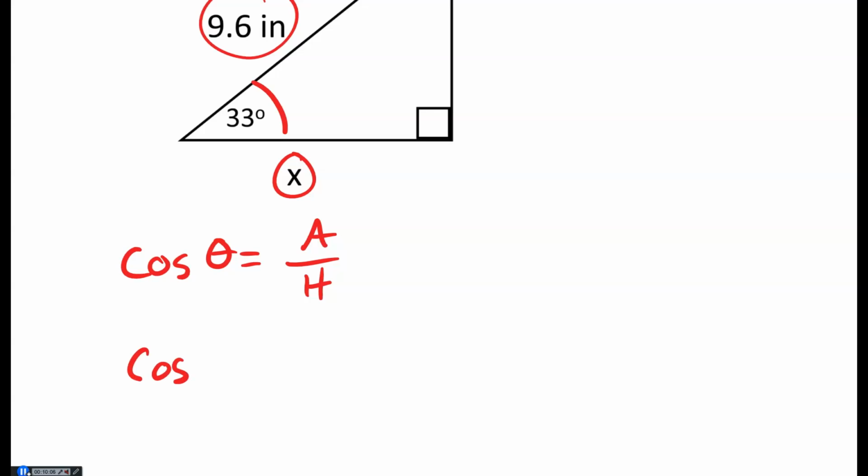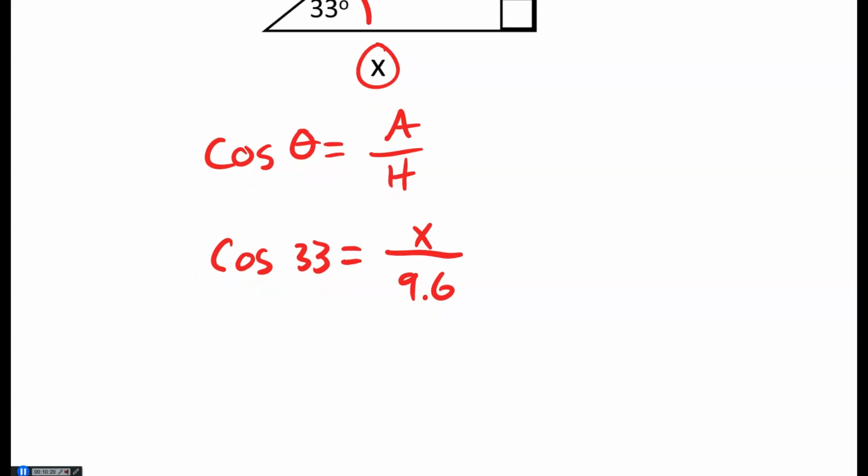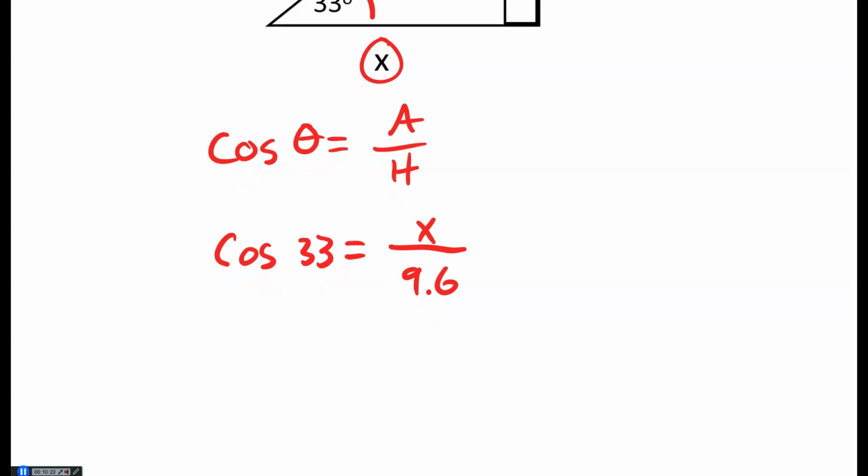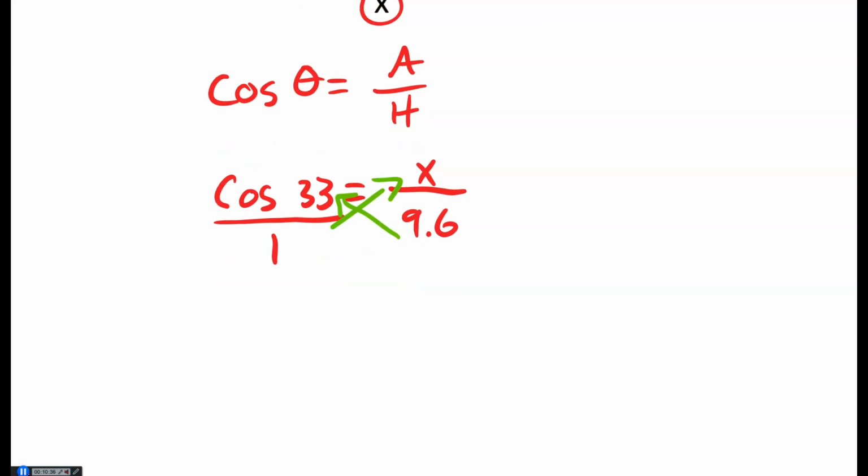Now we have cos, and we know our angle, which is 33 degrees, equals, we don't know our adjacent. Our adjacent is going to be our x, and our hypotenuse is going to be our 9.6. Now, just like we did for the sine ratio, this is technically over 1. So we can set up our cross multiplication here, and we can multiply across to calculate for our missing x. So we'd have 9.6 cos 33 equals x.